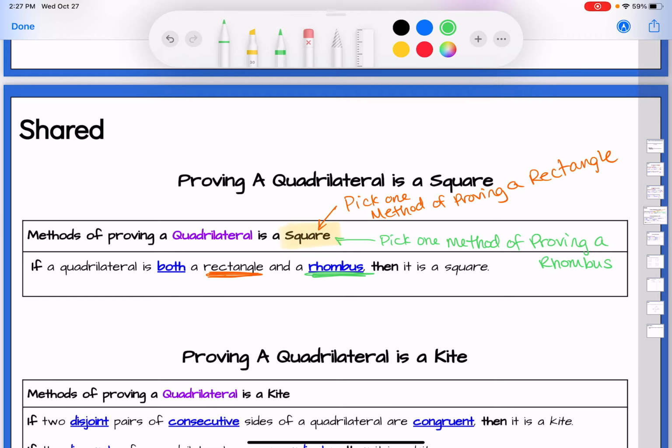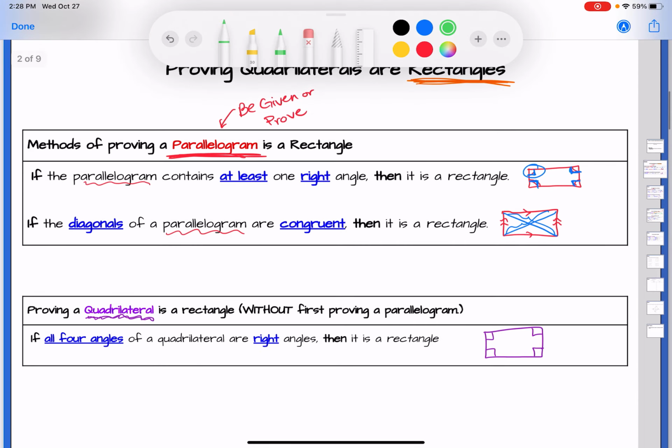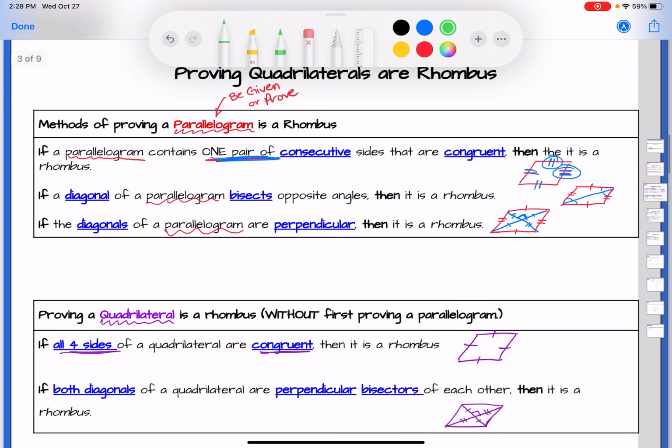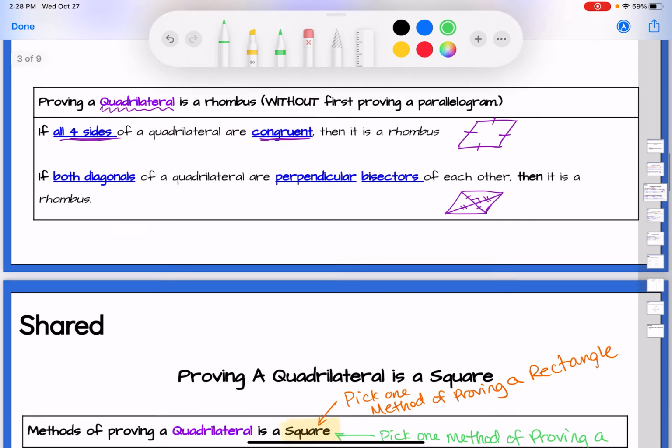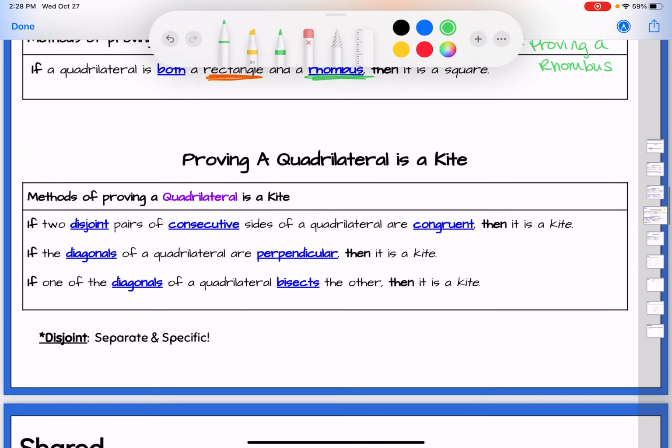And then once you have both of those steps in your proof, you can have a final step that says ABCD is a square. If a quadrilateral is both a rectangle and a rhombus, then it's a square. So that's the idea, right? So there's a lot of options. You'd have to pick one from this list for rectangle, and then you'd have to pick one from this list for rhombus, and then once you get both of those, then you add another step that says then it must be a square. All right, kites.